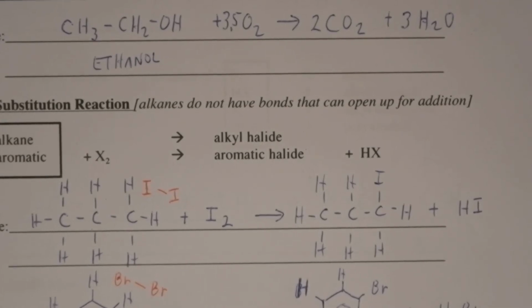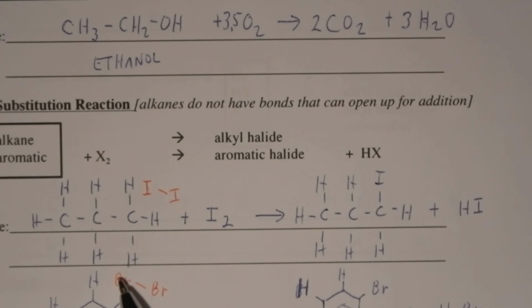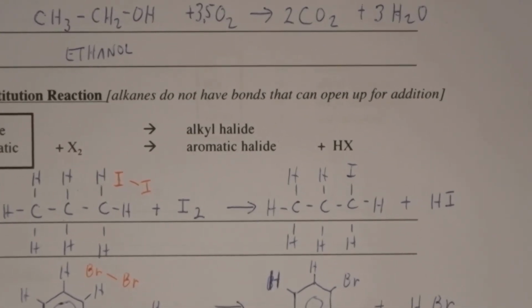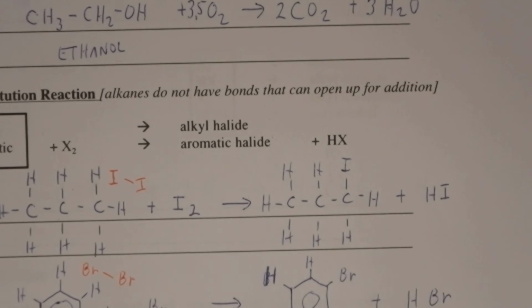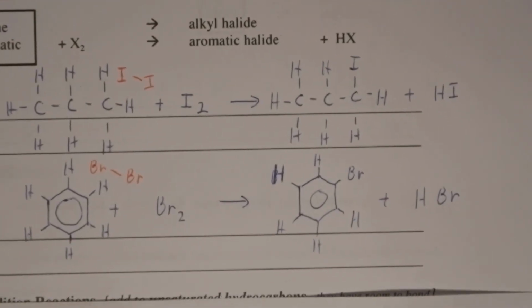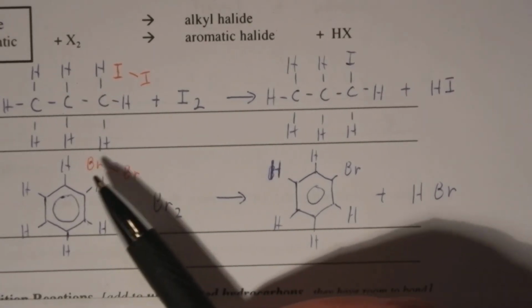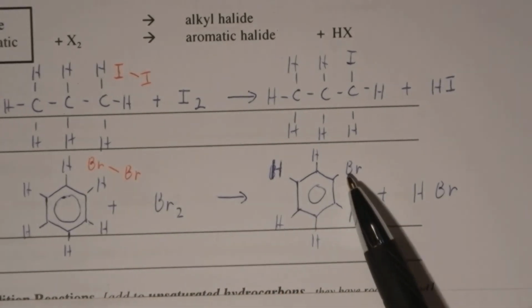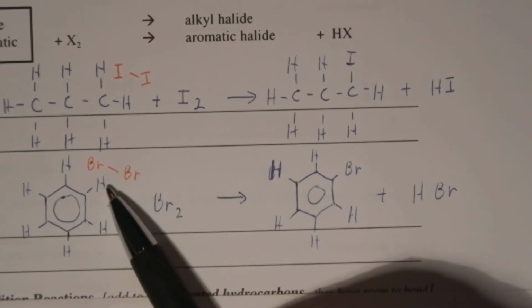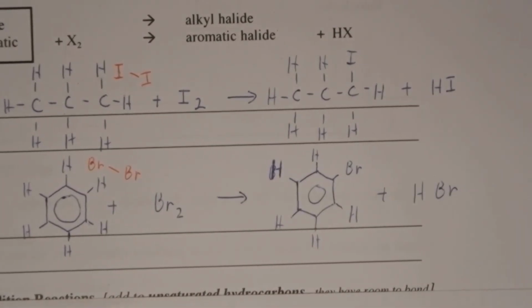Now we look at benzene. In this case, our halogen's bromine. And so a bromine is going to attack this carbon here, and this H and the Br will be taken away. We'll just try that again. So here's our bromine, comes in, bonds to that H, and then this H is carried away by the other bromine. So this is what we get with substitution reactions.